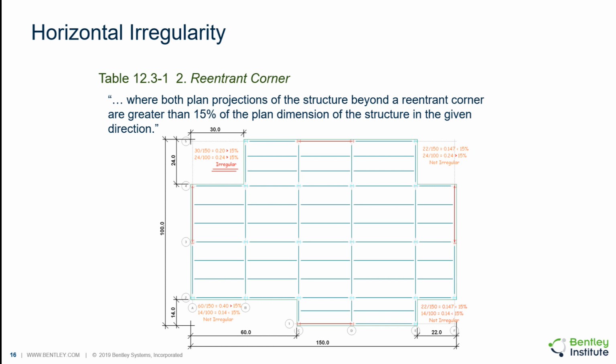Based on the reentrant corners in the upper right and lower left, the diaphragm is not irregular because only one of the 2 ratios is greater than 15%. The lower left-hand corner is especially notable because one ratio is significantly greater than 15%, but because the ratio of the other side of the corner is less than 15%, it is not classified as irregular. In the upper left corner, however, both ratios are greater than 15%. Therefore, this diaphragm is considered irregular.